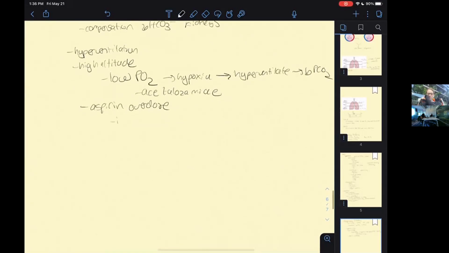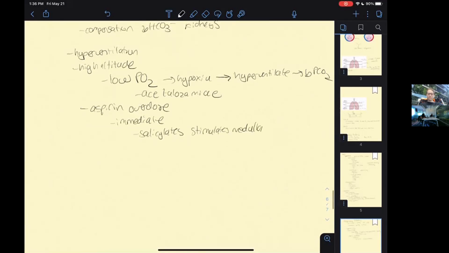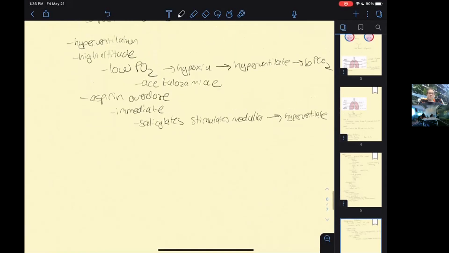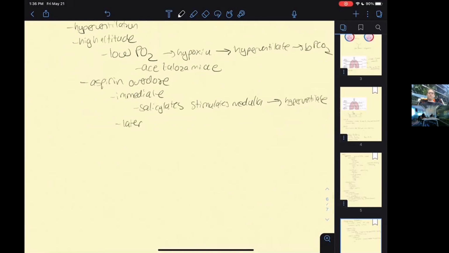So if it's an immediate overdose, what you're going to see is that the salicylates, which are a byproduct of aspirin, stimulate the medulla. And because of the stimulation of the medulla, you're going to hyperventilate. So you have the hyperventilation initially, but then later on, chronically, you actually will see increased anion gap metabolic acidosis, which Shy will go over in her part of acid-base physiology.